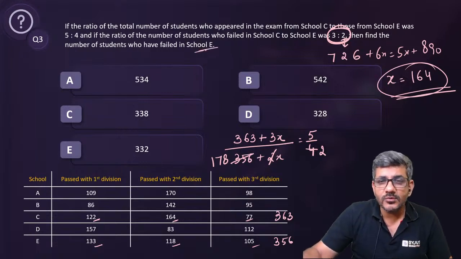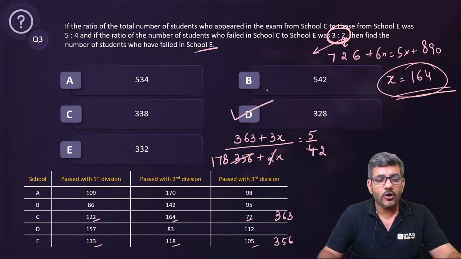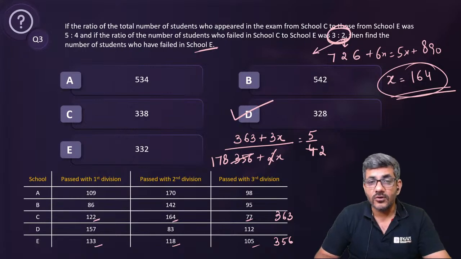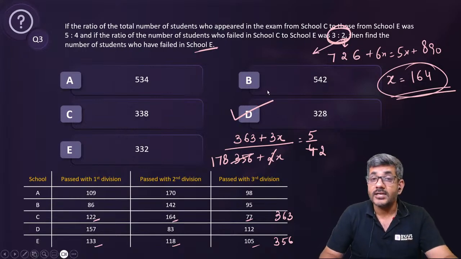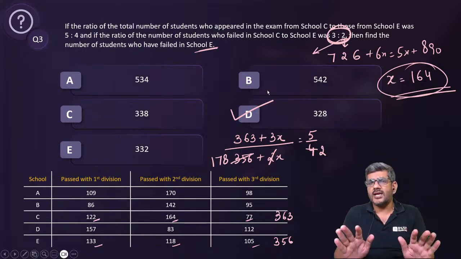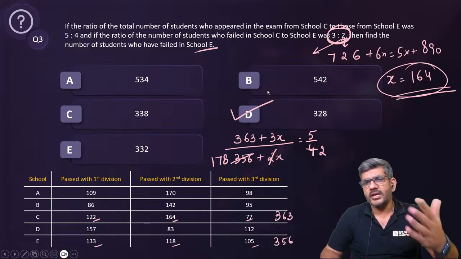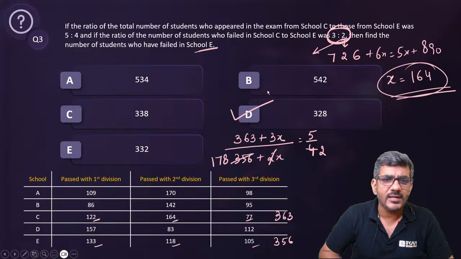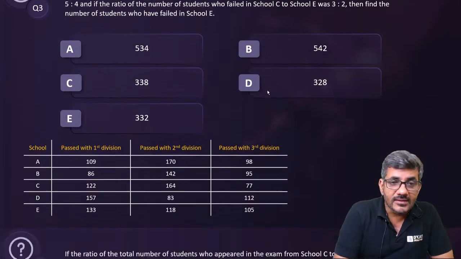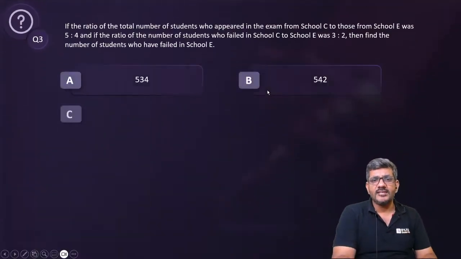Question says number of students who failed in E. Failed in E is 2x. So 2 into x is 328. Yes, option D is the right answer for question number 3. It was a calculative question and I am not able to find out any shorter way of doing this question. In my opinion, मेरे ख्याल से पूरा करना ही पड़ेगा. कोई छोटा तरीका मुझे नजर नहीं आया. ठीक है. That was question number 3 for all of you. The right answer is 328.